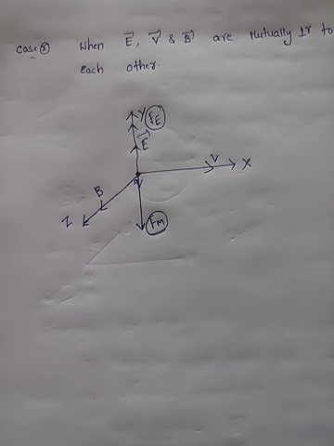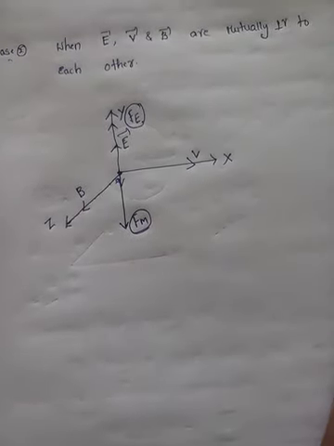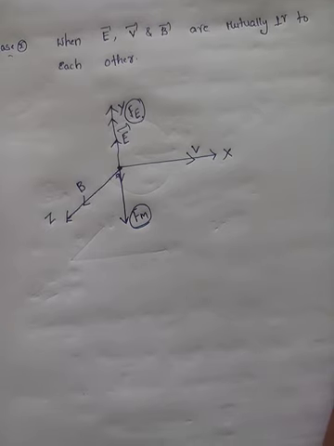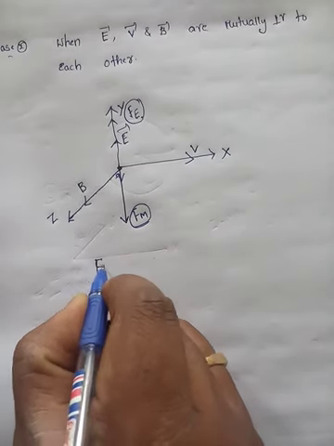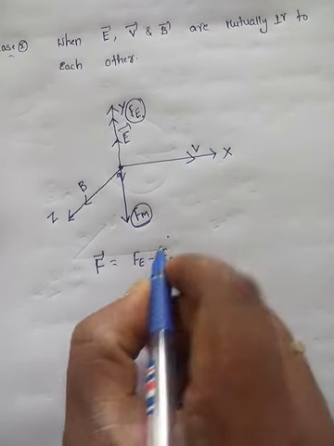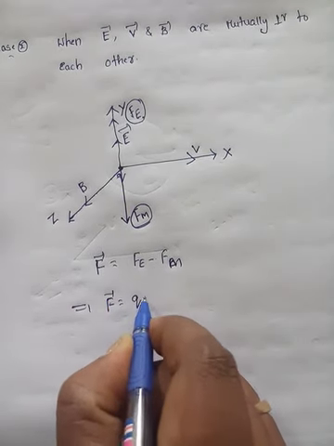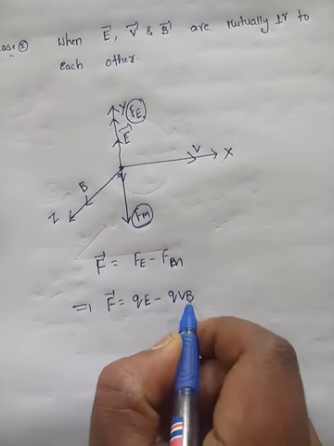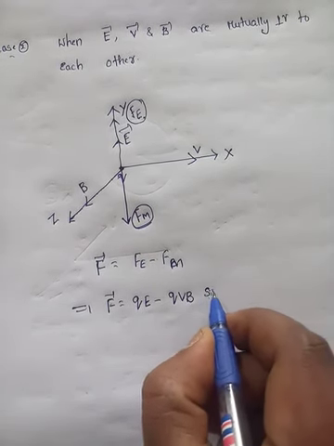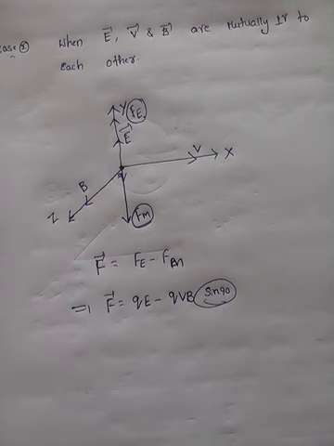Now we consider the condition. What condition can we consider here? The electric force and magnetic force are opposite in direction. So what happens now? Net force F is equal to Fe minus Fm. F is equal to Qe minus Qvb, because sin 90 is 1. So F equals Qe minus Qvb sin theta.